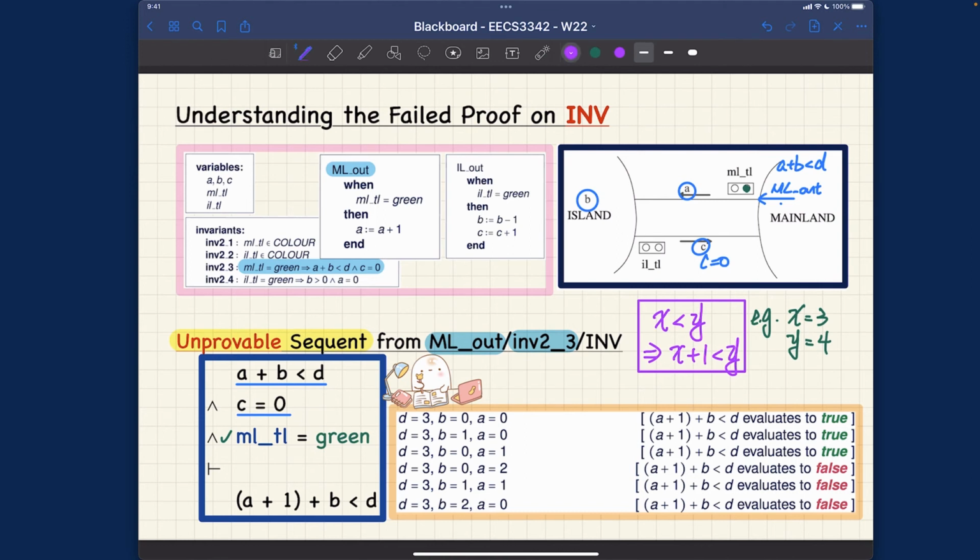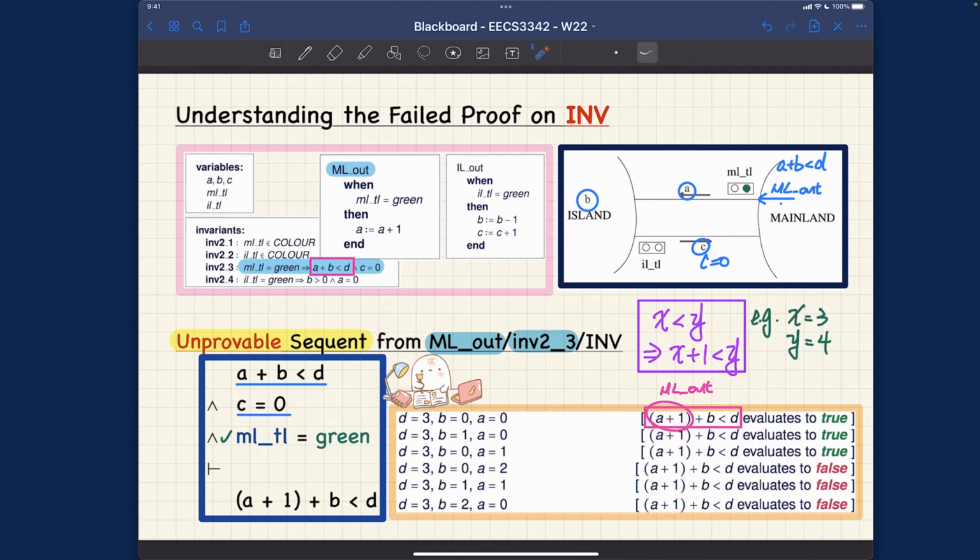Right? So let me just be more precise over here. So we are talking about this. A plus B less than D. So that's specifically the constraint that could be problematic, right? So that's why we want to talk about here A plus 1 plus B less than D. The reason that it's actually A plus 1 is because we're talking about after the occurrence of ML out. Right? So that's something we knew from the context when we formulate the sequence, right? It's going to be the same for A plus 1 plus B less than D, right? The same. So I don't need to repeat the annotation.